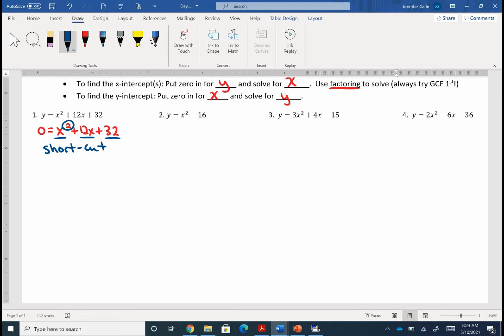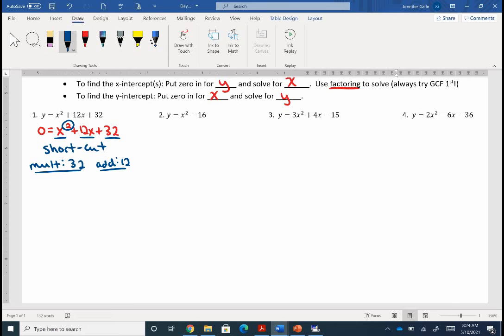Now, as soon as we start doing this, you're going to be like, oh yeah, this is Unit 2 stuff. I wanted to make sure we reviewed it. I just didn't want to turn you loose and say, hey, look at your Unit 2 stuff and try this out. So we can shortcut this one. In order to shortcut, we have to find 2 numbers that multiply to give me 32, which is the last number. And they add to give me 12, which is that middle number. So multiply to get 32, add to get 12.